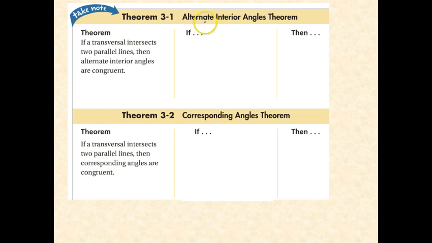Alright, theorem 3.1, the alternate interior angles theorem. If you got two parallel lines cut by a transversal, then alternate interior angles are congruent. So that means angle 4 is congruent to angle 6 because they're on opposite sides of the transversal and interior, between the two parallel lines. And angle 3 is congruent to angle 5. Alternate interior angles are congruent.